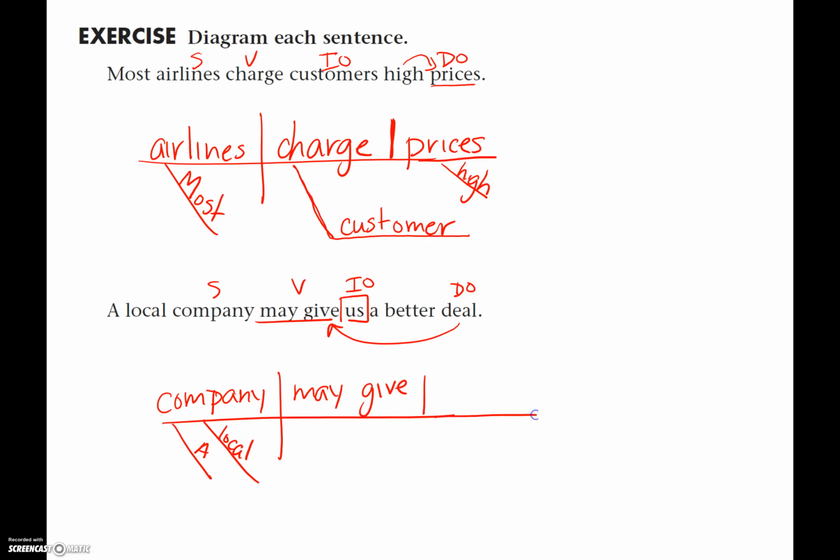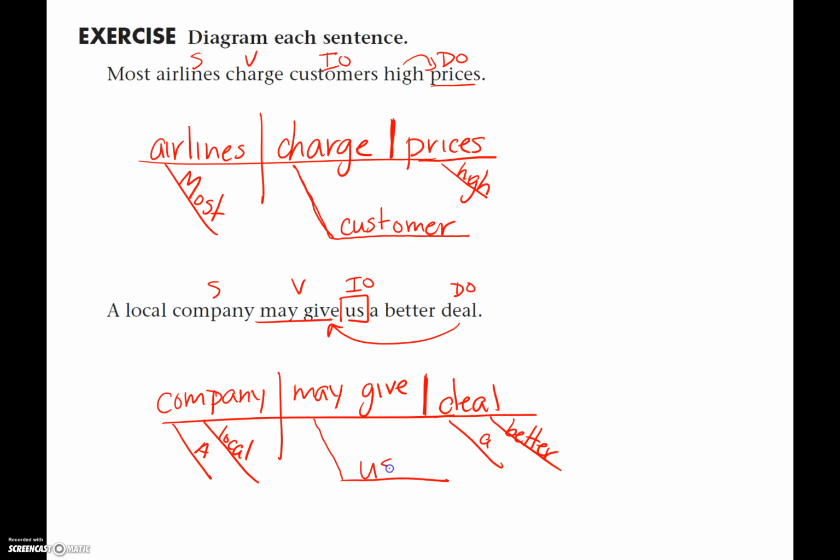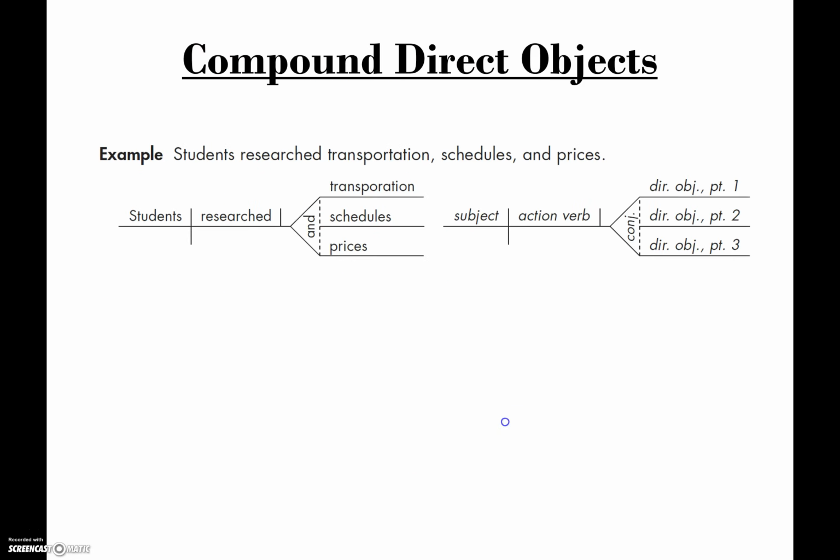The deal is the direct object, so it's going to go over to the right with the half vertical. A and better both go on diagonals under deal because they are the adjectives. And us, the indirect object, who is receiving the giving, so we're going to go a diagonal that's parallel to our others, and then a horizontal with us on that horizontal.